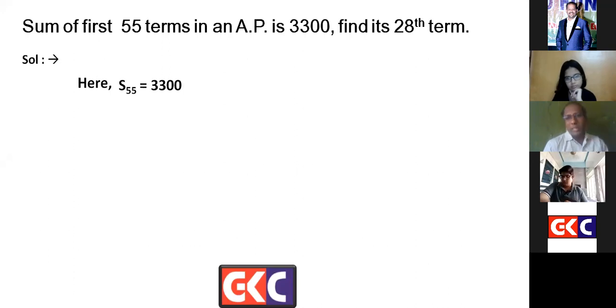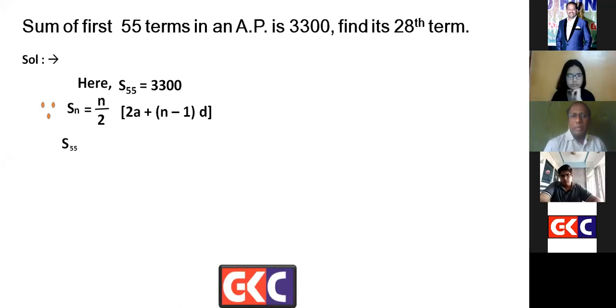I know S55 is given, so I have to use the formula of Sn. Now what is the formula of Sn? Sn equals n upon 2 into 2a plus (n minus 1)d. Now the thing is, except n, I don't know a, I don't know d. What is n? 55. So let us substitute n as what it is. S55: n is gone, and in its place I wrote 55. Equals 55 upon 2 into 2a plus (55 minus 1)d.